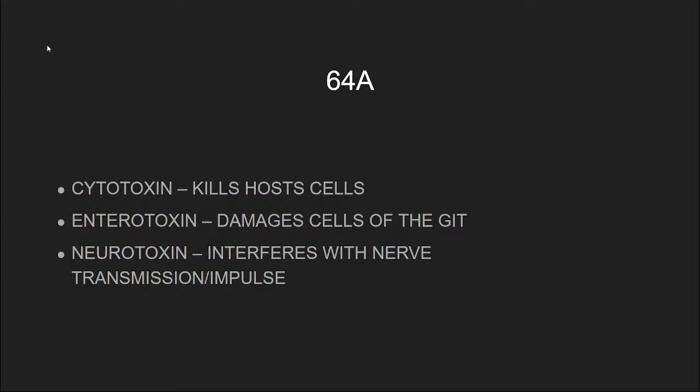Clostridium botulinum po. Very good. The botulinum toxin, or how we commonly know it now as Botox. Did you know that, guys? Did you know that Botox is actually from Clostridium botulinum?